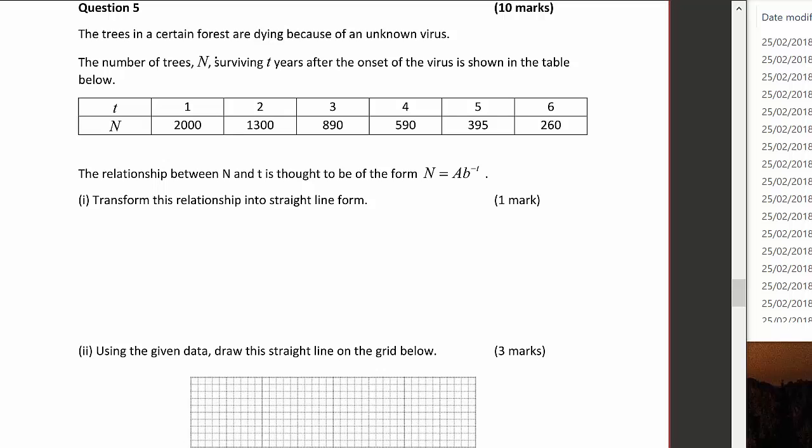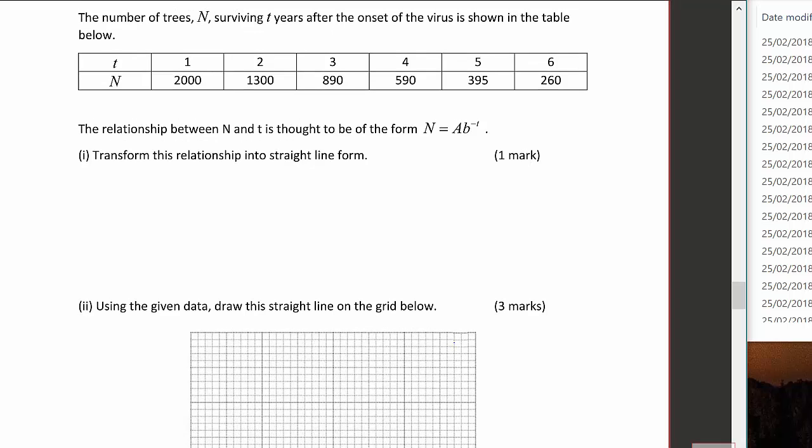The trees in a certain forest are dying because of an unknown virus. The number of trees surviving 2 years after the onset of the virus is shown in the table below. The relationship between n and t is thought to be of the form n equals ab to the negative t. So we want to put this in straight line form.